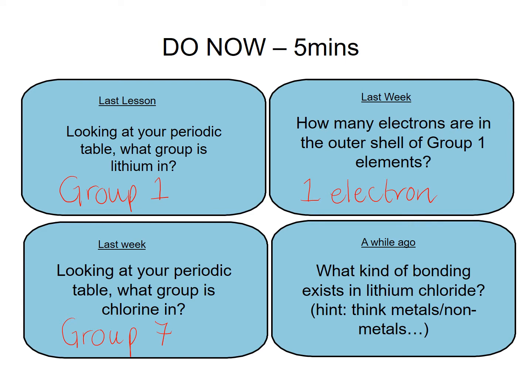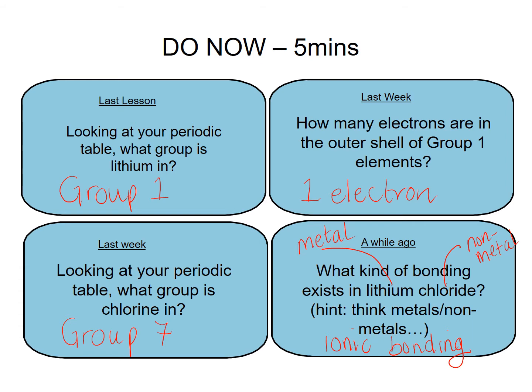And then finally, what kind of bonding exists in lithium chloride? I've given you a hint here, thinking of metals and non-metals. We know that lithium is a metal. We know that chlorine is a non-metal. So if we have a metal and a non-metal, this results in ionic bonds being made. So the type of bonding is ionic bonding. Well done if you got those ones correct.